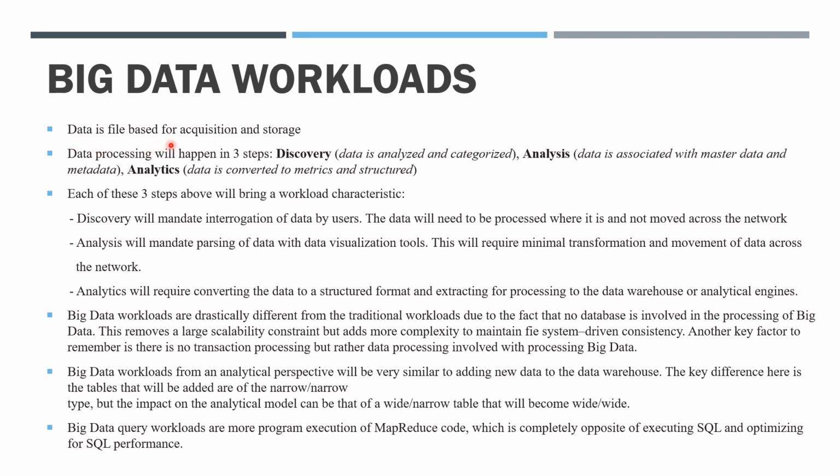Data processing will happen in three steps. First, discovery; second, analysis; and third, analytics. In discovery, the data is analyzed and categorized. In analysis, data is associated with master data and metadata. And lastly, in analytics, data is converted to metrics and structured. For each of these three steps, it will bring a workload characteristic.